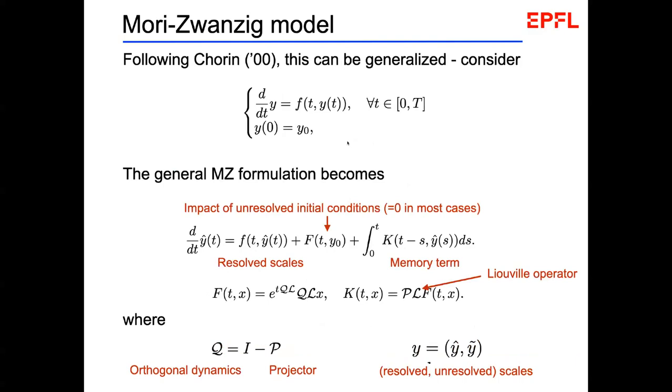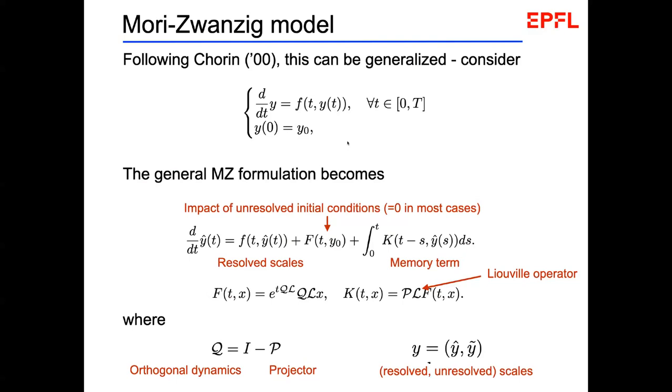And Alexander Chorin, 20 years ago, worked through this and generalized it to general systems of differential equations. He introduced a projection operator, but it gives you exactly the same structure where you have, let's say, y hat are the resolved scales, and y tilde are the unresolved scales. Then you have an equation which depends only on the resolved scales, something that depends on the initial conditions of the components that are not expressed in y hat, and then you have the memory term. Again, we take big F to be zero.